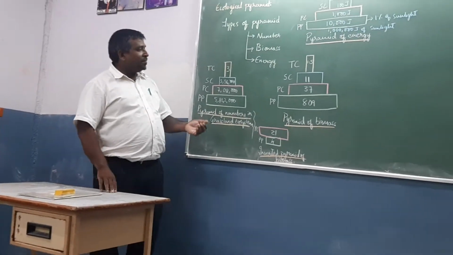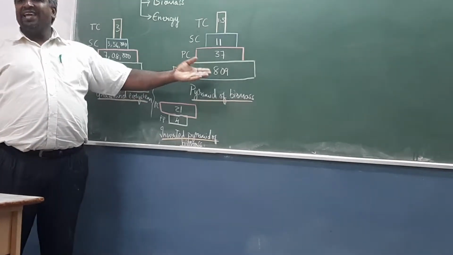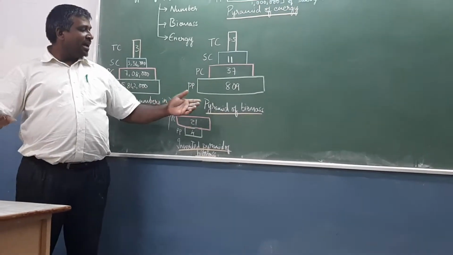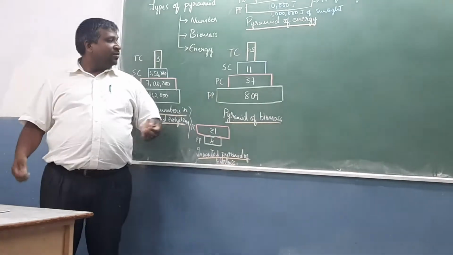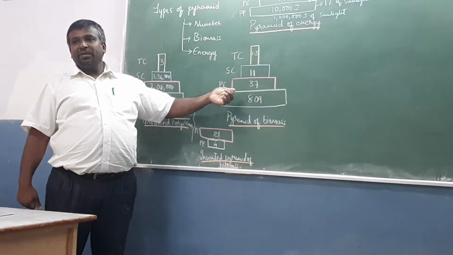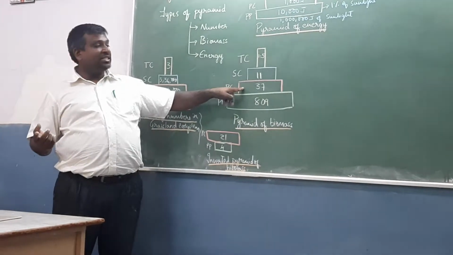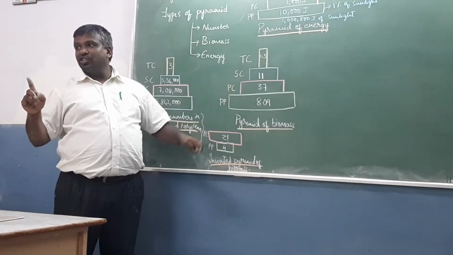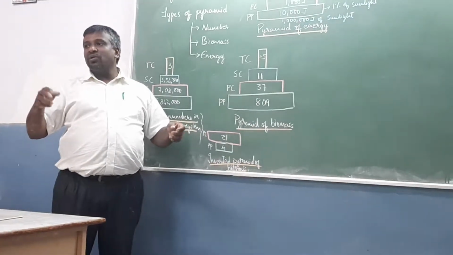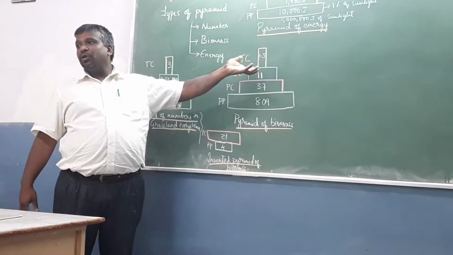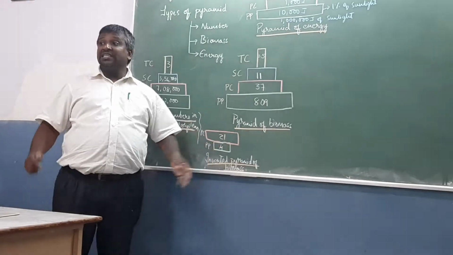Now we'll go for the pyramid of biomass. It can be the weight, in kgs or tons, found in a given area. The primary producer's biomass is more when compared to the primary consumer, which is the herbivore. The secondary consumer, the primary carnivore, has lesser biomass than the primary consumer. The tertiary consumer, the secondary carnivore, has the least biomass. So in terms of weight, again you find an upright pyramid.